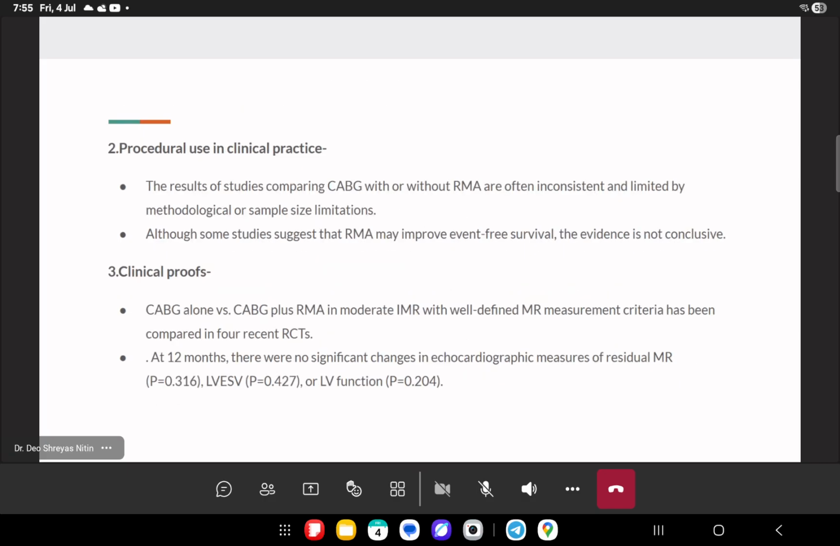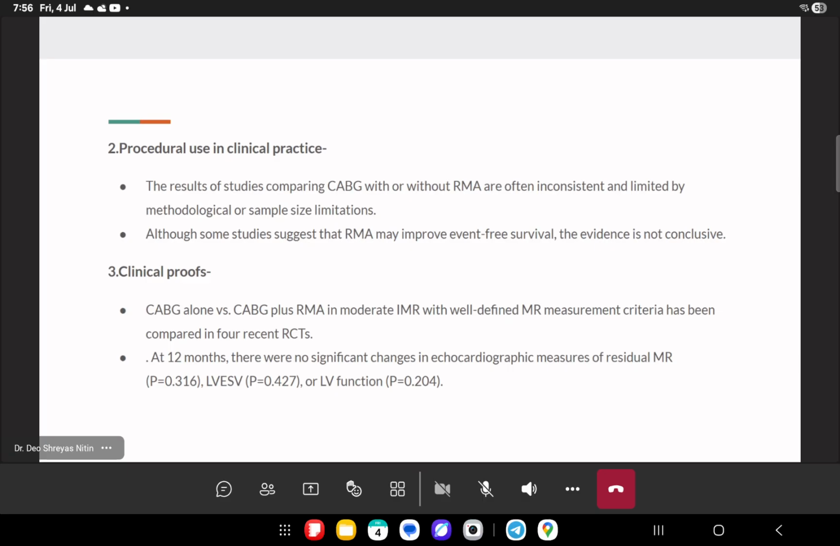Procedural use in clinical practice. The results of studies comparing CABG with or without restricted mitral annuloplasty are often inconsistent and limited by methodological or sample size limitations. Although some studies have suggested that restricted mitral annuloplasty may improve event-free survival, the evidence is not conclusive. CABG alone versus CABG plus restricted mitral annuloplasty in moderate ischemic mitral regurgitation with well-defined MR measurement criteria has been compared in 4 recent RCTs.